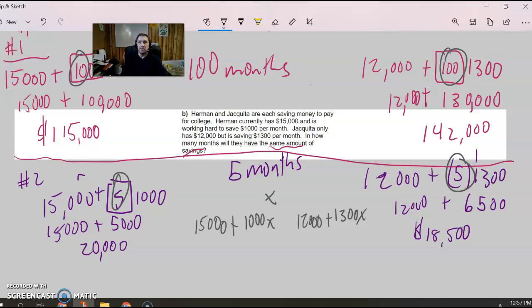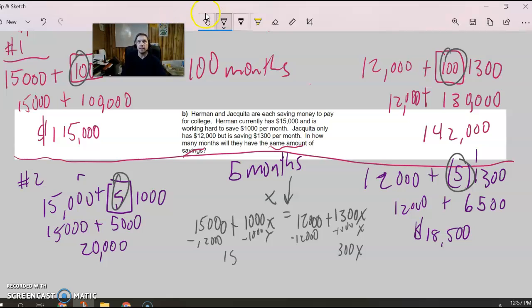If you can see, we guessed 5, we guessed 100. Now if we guess X number of months because we don't really know, then we can set this up. We have 15,000 plus 1,000X and 12,000 plus 1,300X. We want to know when is that equal. So now we just solve for X. I'm going to subtract 1,000X from both sides, and I get 300X here. And I'm going to subtract 12,000 from both sides because I'm going to get all my constants on one side, all my variables on the other.